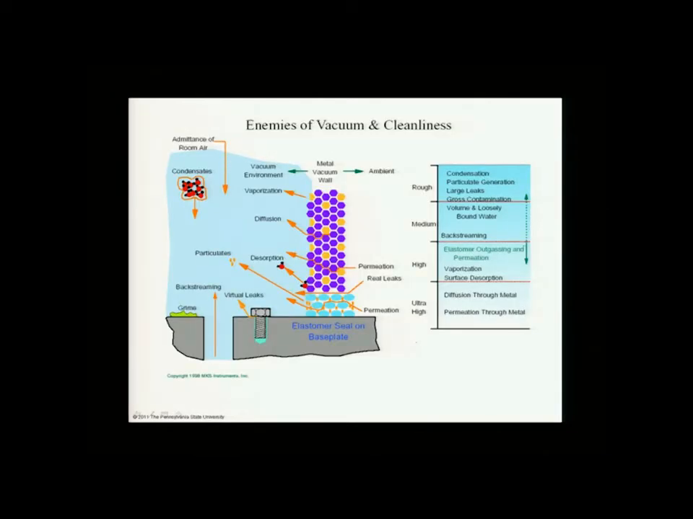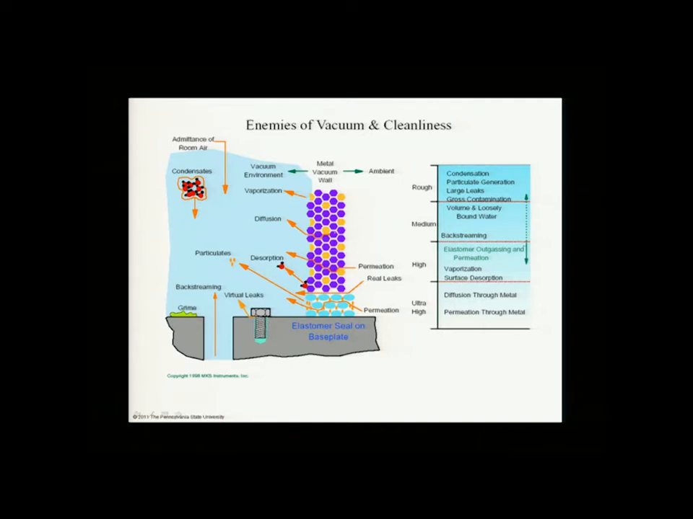So let's just talk about what are the things that can go wrong here in a vacuum system. So here's our vacuum chamber here, and we're worried about what can go on. So this is our vacuum environment inside here, and this is the outside, and here's the wall that makes up the vacuum chamber.